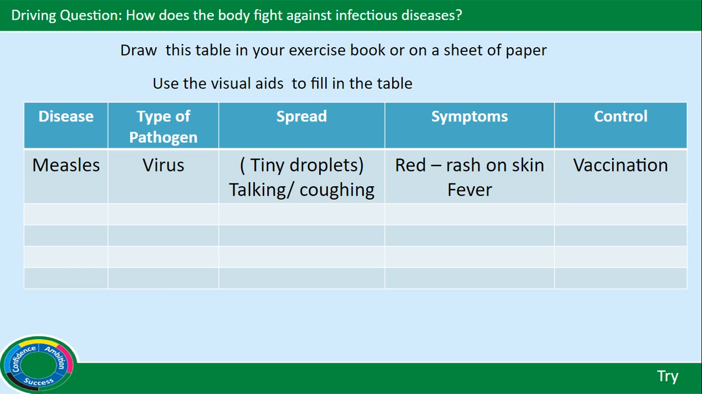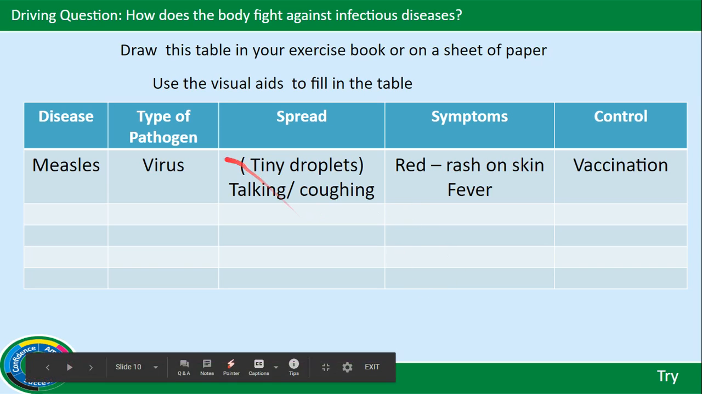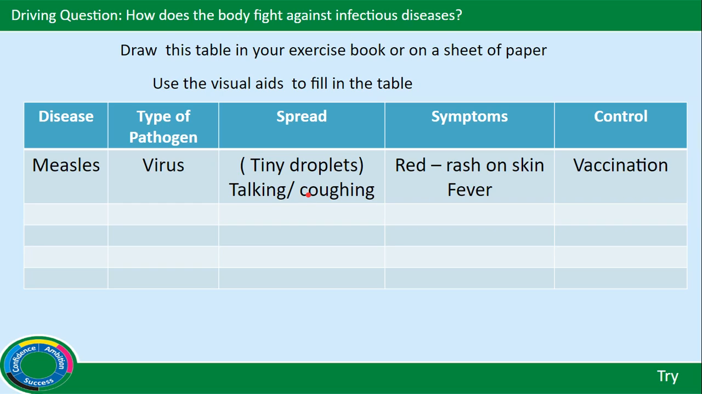So by now, you should have your measles virus, your measles as your disease, the type of pathogen being virus. It's spread by tiny droplets through coughing or sneezing or talking. The symptoms, red rash on skin, and to control it, we can use vaccination. So at this point, if you need to pause the recording to check your answers, please feel free to do so.